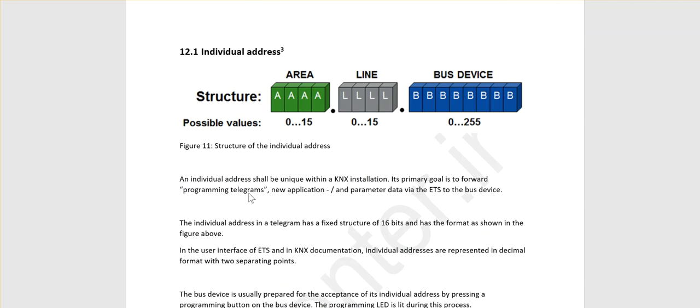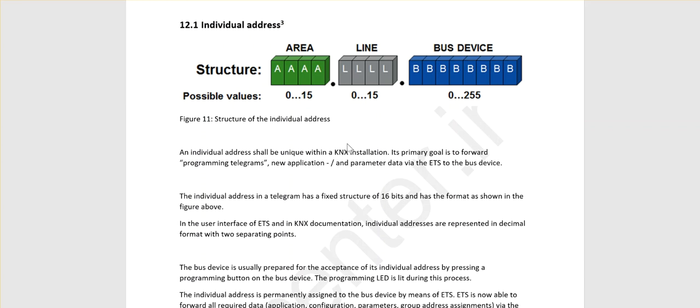Okay, on the next page you can see the structure of the individual or physical address. Later, in the topology chapter, I will show you the details of the physical address structure. But here you can see the individual address includes three parts: area, line, bus device. Area can be between 0 to 15, line can be 0 to 15, and bus device can be 0 to 255.